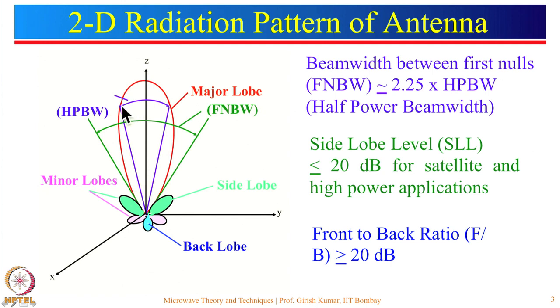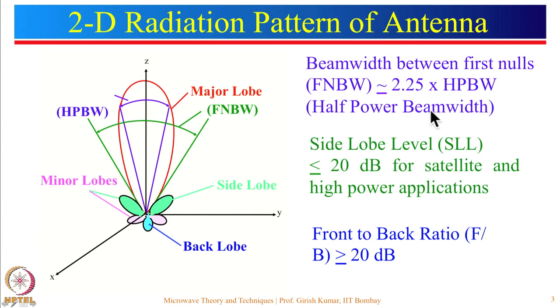One of the quantities which we define is half power beam width. Half power beam width is defined where the beam maxima reduces to half of its value. So, this angle here is the half power beam width. And then if you see, this pattern goes through the null and then there is a side lobe. The beam width between the first nulls is defined as FNBW. Generally speaking, the beam width between first nulls, which is FNBW, is approximately equal to 2.25 multiplied by the half power beam width.